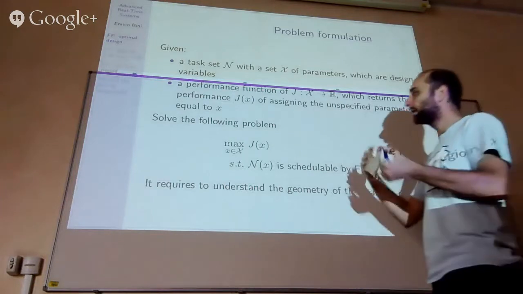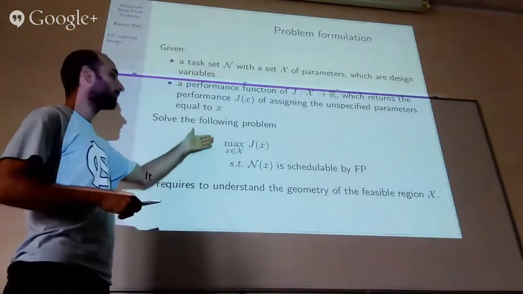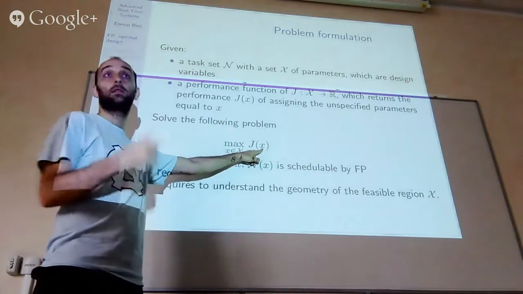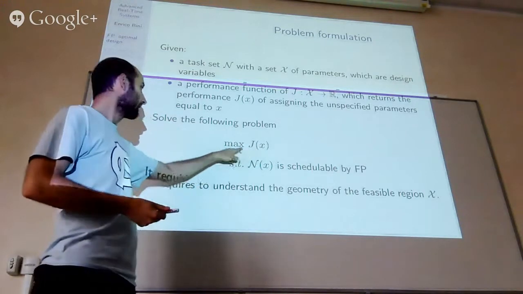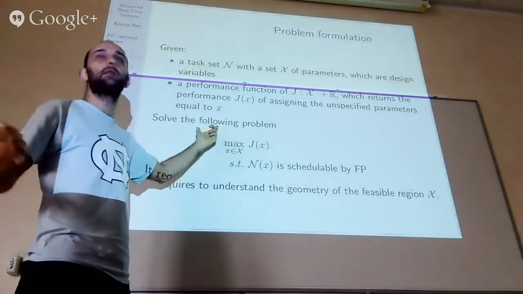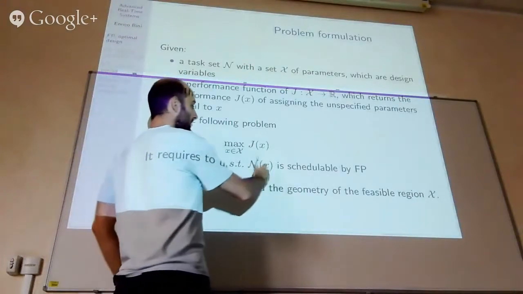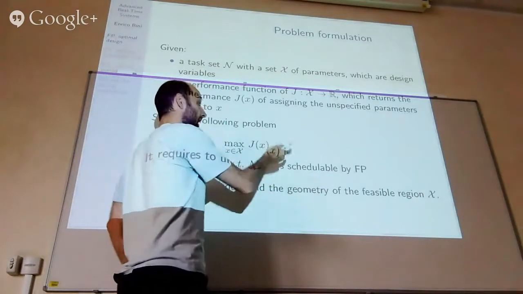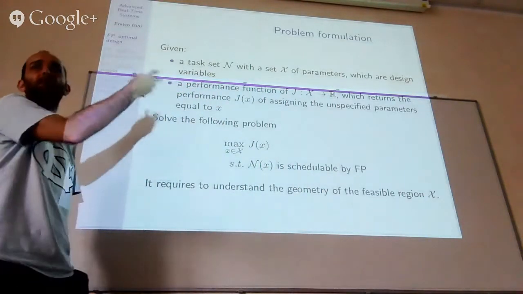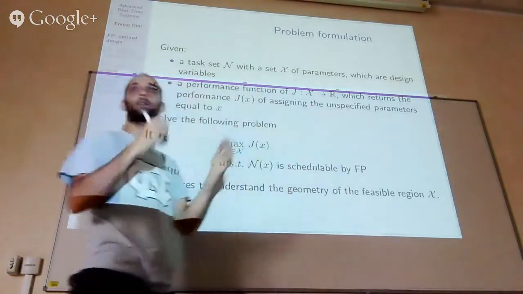Right. So the idea of this optimal design problem is to solve a problem like this, where we want to maximize the performance of the design variables, what we can play with, such that, of course, the variables belong to the set of the design variables, and such that the task set with these design variables is schedulable by fixed priorities. Now I'm considering fixed priority, but of course you can consider the very same problem with any scheduling policy.